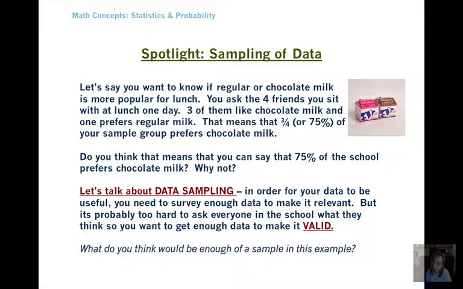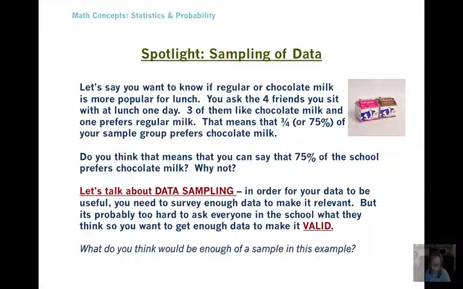Sounds simple, right? Just collect data. But wait, there is more. If companies and scientists are going to use data for important purposes, then the data sampling needs to be valid. That means there has to be enough data from the population so that the information is relatively accurate.